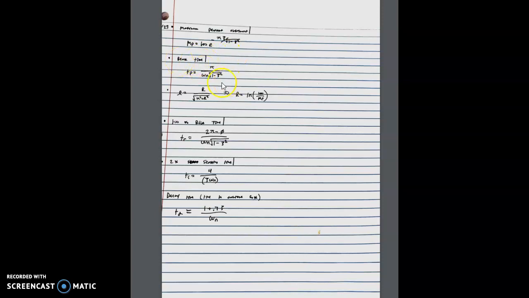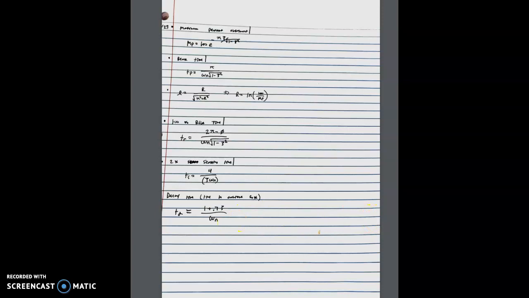Then you have your peak time, which is essentially the max time, given by this equation, your 100% rise time given by this one, and then your delay time given by this equation, TD.